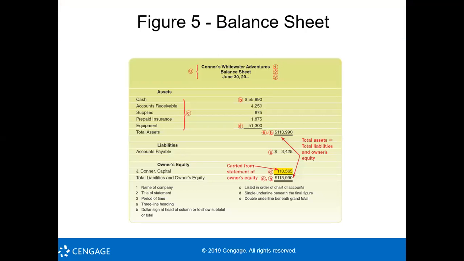So here's an example of that. We're adding up all of our assets. In this case, we've got cash, accounts receivable, supplies, prepaid insurance, and equipment. So we've got total assets of 113,990. And then we add our liabilities and equity. We've got liabilities of 3,425 and equity of 110,565. Remember, that was the balance from our statement of owner's equity. We add those two together, and that equals our total liabilities and owner's equity. And just like it shows here, total assets equal total liabilities and owner's equity. That's that basic accounting equation.